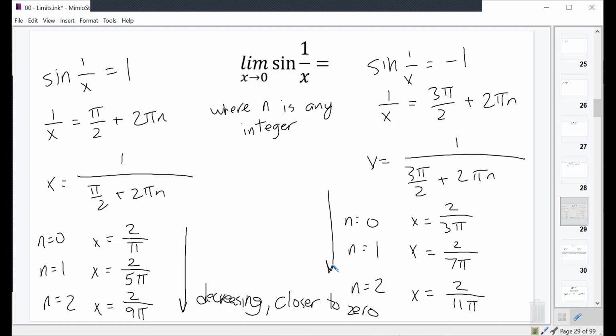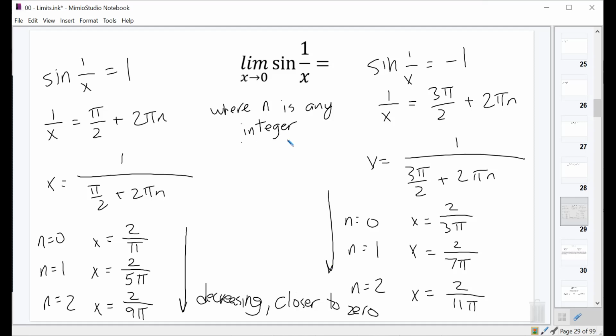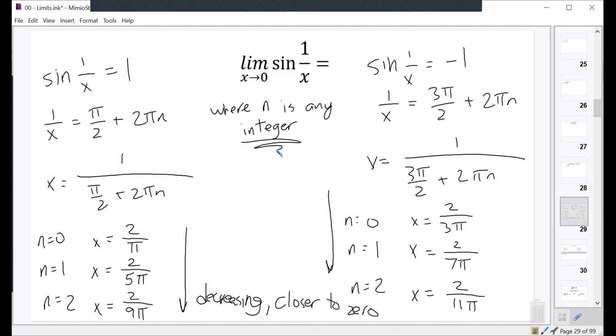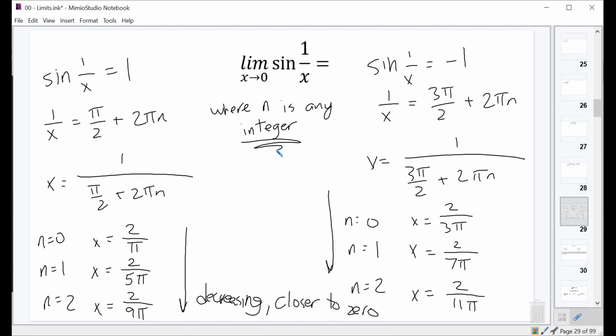So what this is saying is we're getting to 1 and we're getting to -1 a bunch of times. And in fact, since there are an infinite number of integers, we're going to go up to 1 and down to -1 an infinite number of times as the x values get closer and closer to 0. And so what we've shown now then is that this limit can't possibly exist.